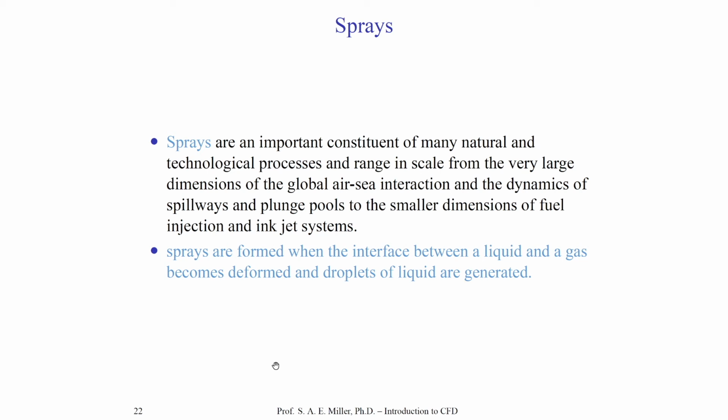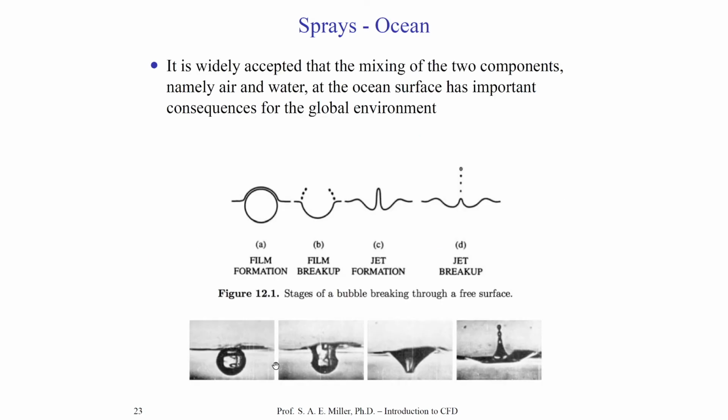Sprays are important also, especially in industrial processes. They might be used in, say, inkjet printers, dynamics of spillways and plunge pools, or simply a garden hose. Or perhaps you have a spray bottle to water plants or orchids. Now, they're formed when there's an interface between a liquid and a gas, and it becomes deformed and droplets form and break away from the major part of the liquid element.